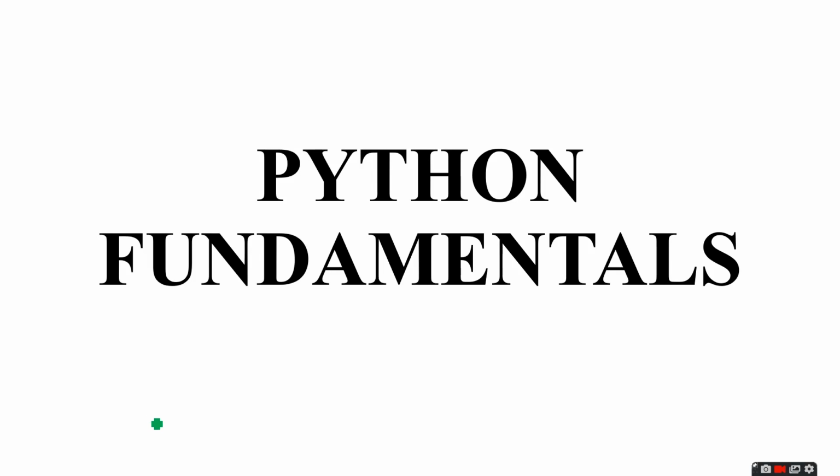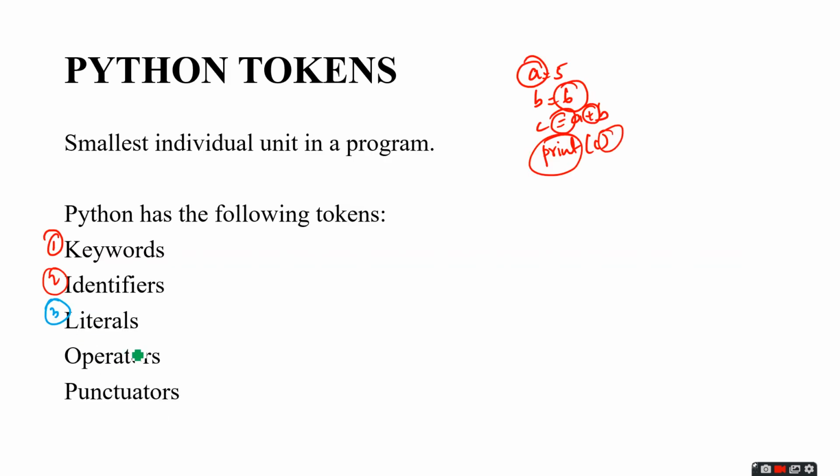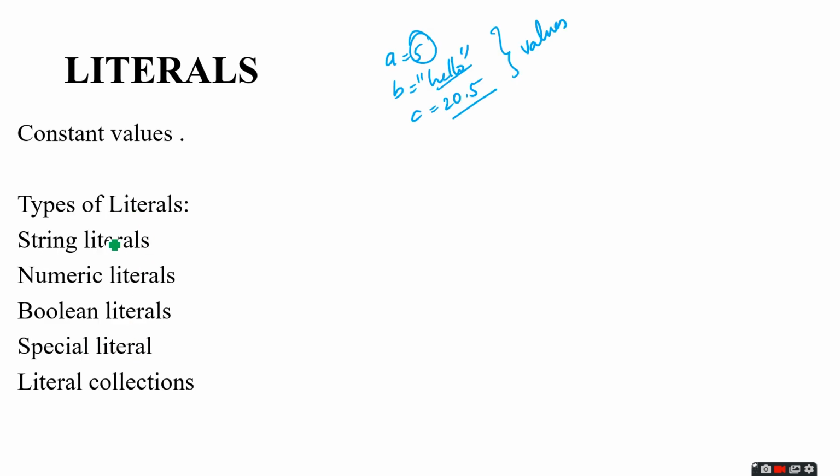In this video, we can learn the next type of literal, that is the numeric literals. So we know that it is the third type of tokens, literal. In literals, there are string literals, numeric literals, boolean literals, special literals, and literal collections. Now here we are going to discuss the numeric literals.